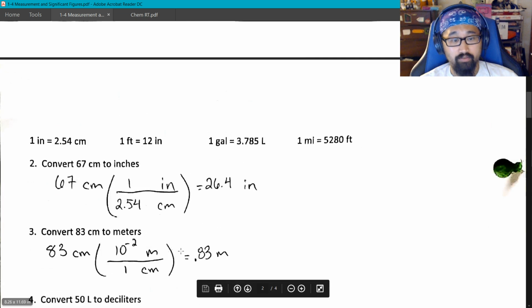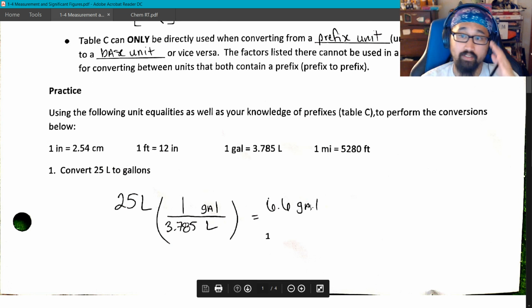Question 3 and question 4, right, on page 2 are things that I would like y'all to try.